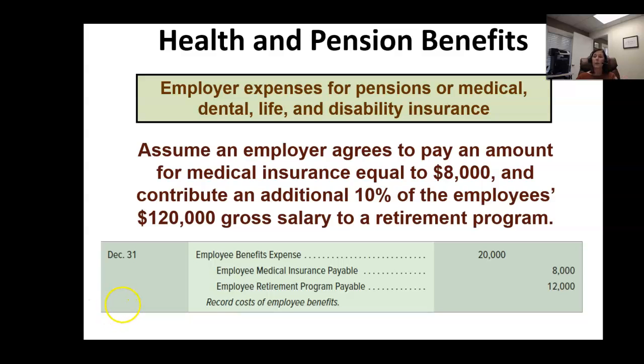In this example, we know that we're going to pay a fixed amount for health insurance, but we're going to contribute an additional 10% of an employee's salary, and in this case, $120,000 to a pension program, so we can reasonably estimate those costs and record those liabilities.